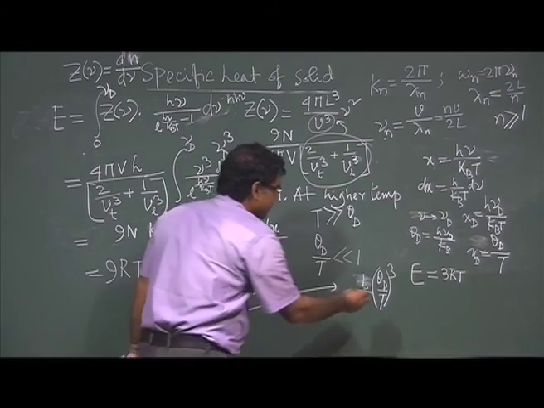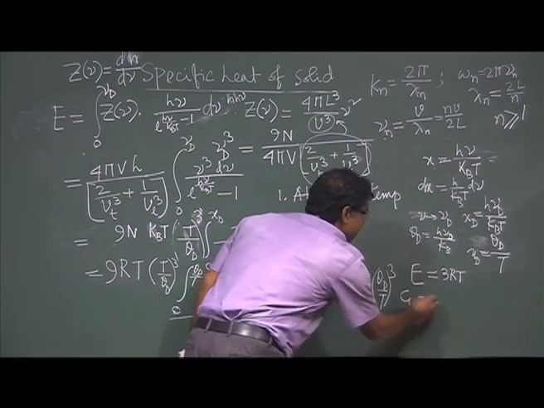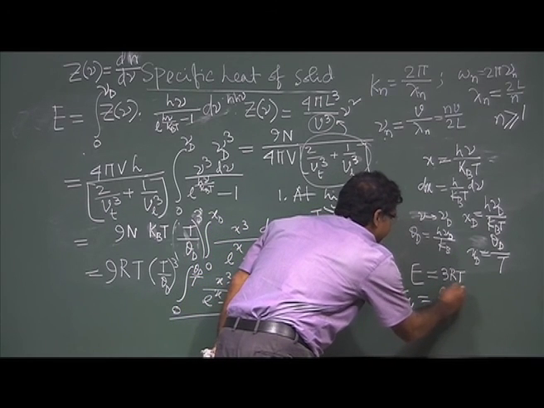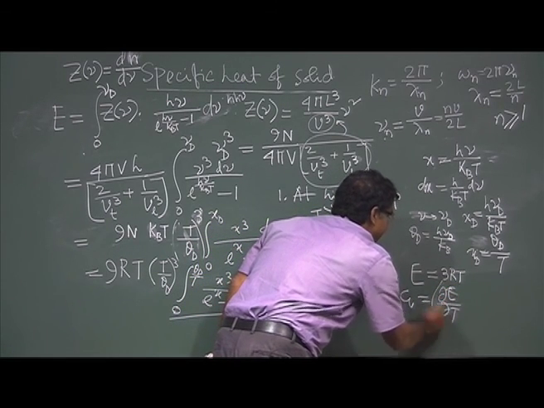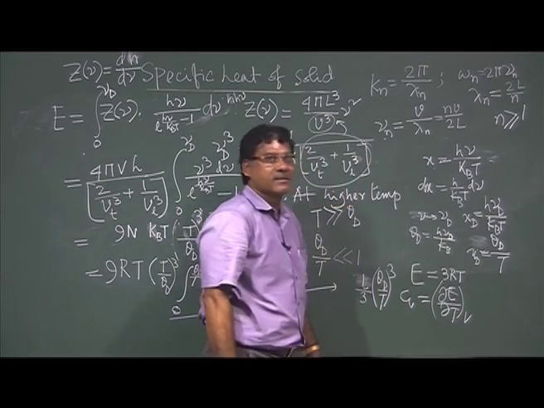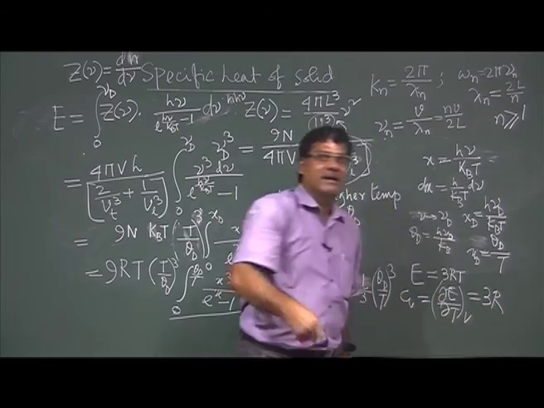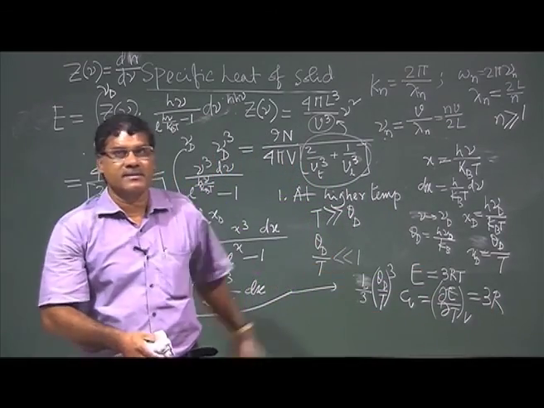So, CV equals del E by del T at constant V, right. So, it is equal to 3 r. So, at higher temperature we are correctly getting 3 r.